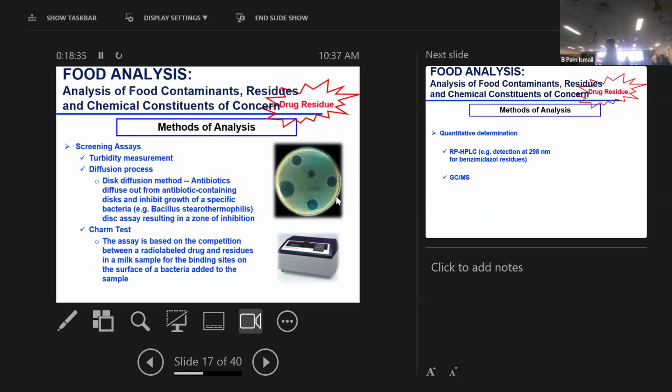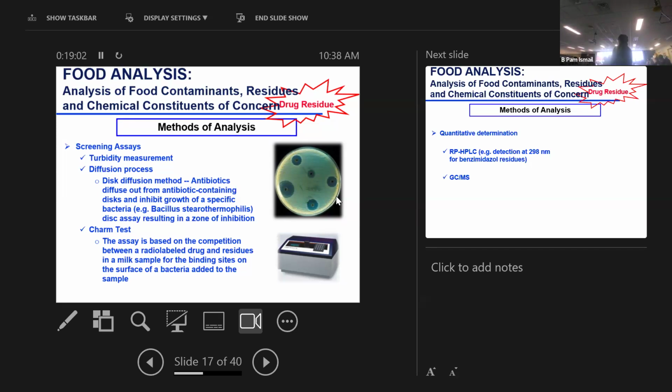So there are different ways of determining this. Simple ones: if you get a culture of bacteria in a growing medium, and then you add a sample of the milk, let's say, and measure growth by turbidity. If there are antibiotics, bacteria will not grow, you will have less turbidity. This is a very common one, the diffusion method.